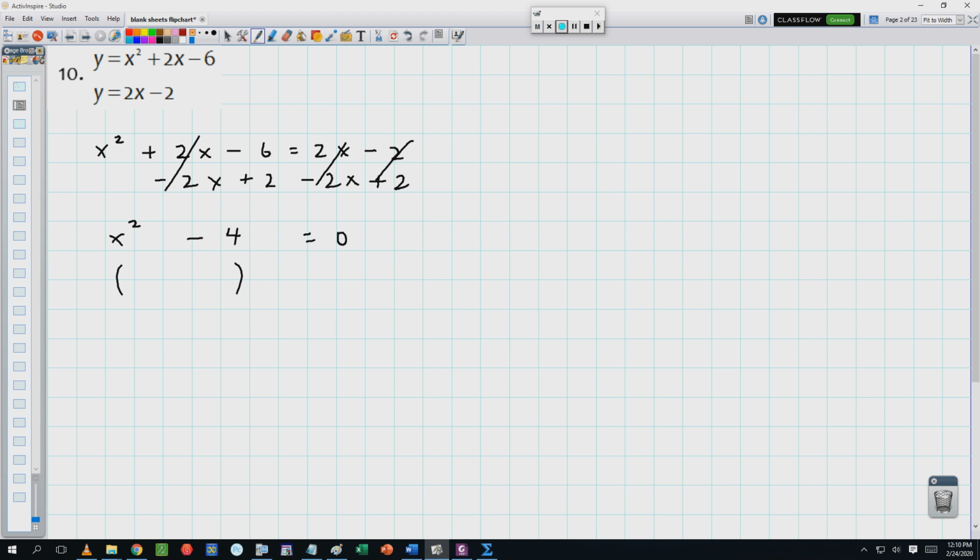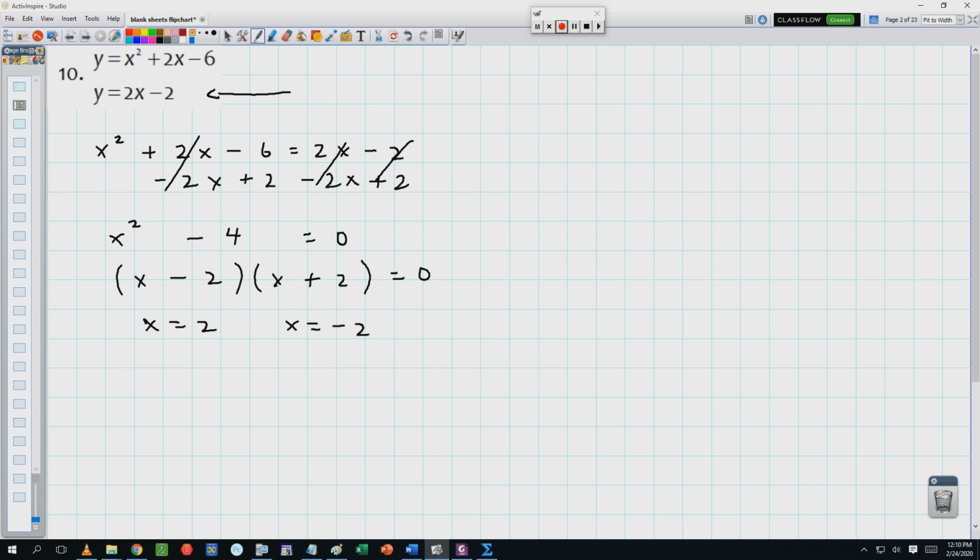You can factor this. This is a difference of squares. I'm going to split my x here and here, and the negative 4 in a way where I get no middle term, where I get a 0. So I'll have negative 2 and positive 2. X minus 2 will give us 2 as an answer. X plus 2 will give us negative 2 as an answer.